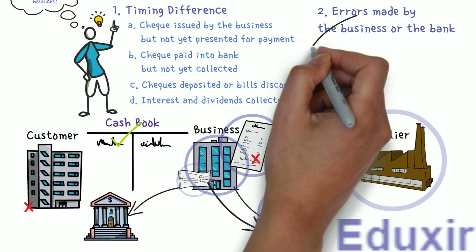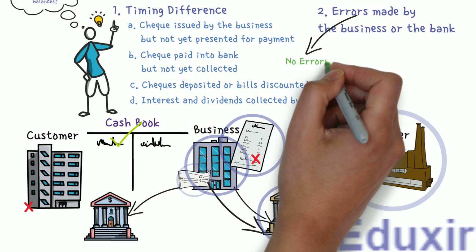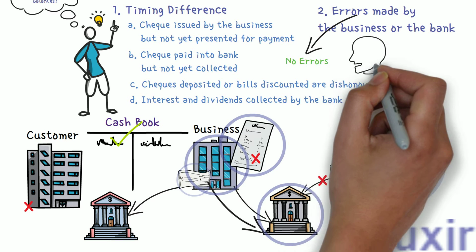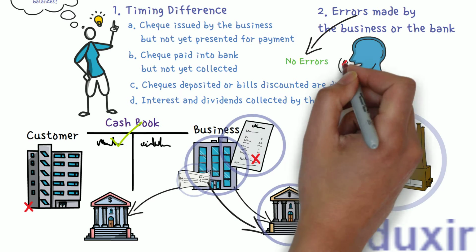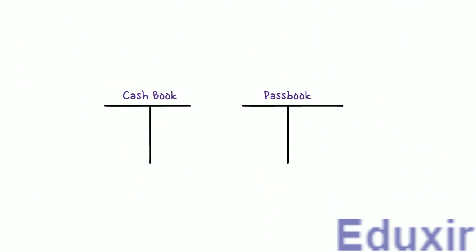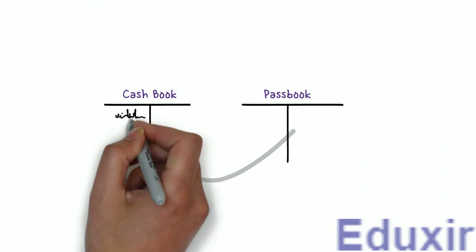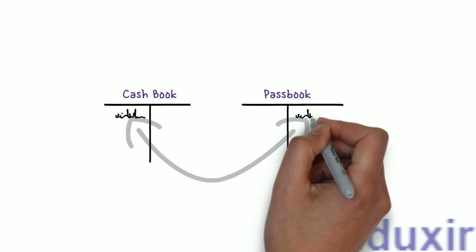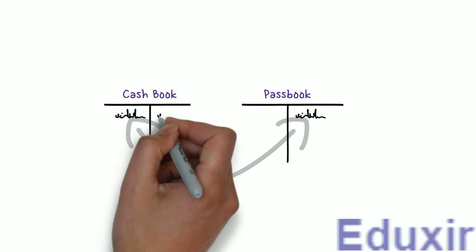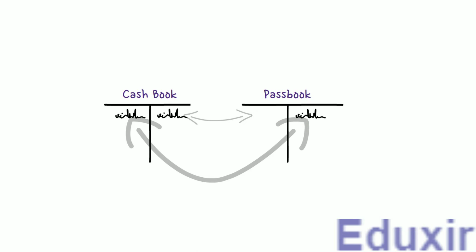Also, the problem does not have any particulars related to the errors made by the business or by the bank. So, we will not discuss about these errors here to limit the scope of this recap only to this problem. Also, I want to reiterate that when there is any debit entry in the business cash book, the corresponding entry in the bank passbook would be on the credit side. And if there is any credit entry in the business cash book, the corresponding entry in the bank passbook would be in the debit side. We have to keep this in mind.